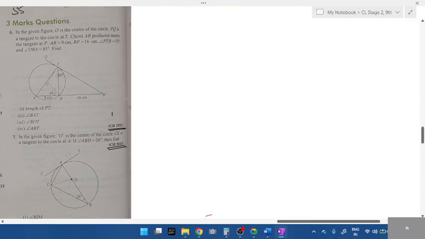How many marks question is this? 3 marks. It's very lengthy, but try this, students. PTB is given. P, T, and B. No, wait. Let me see if there is. Oh, no. Okay. Tangent. It's a tangent question. Can you see the word tangent is given? Tangent. Did I teach all tangent?